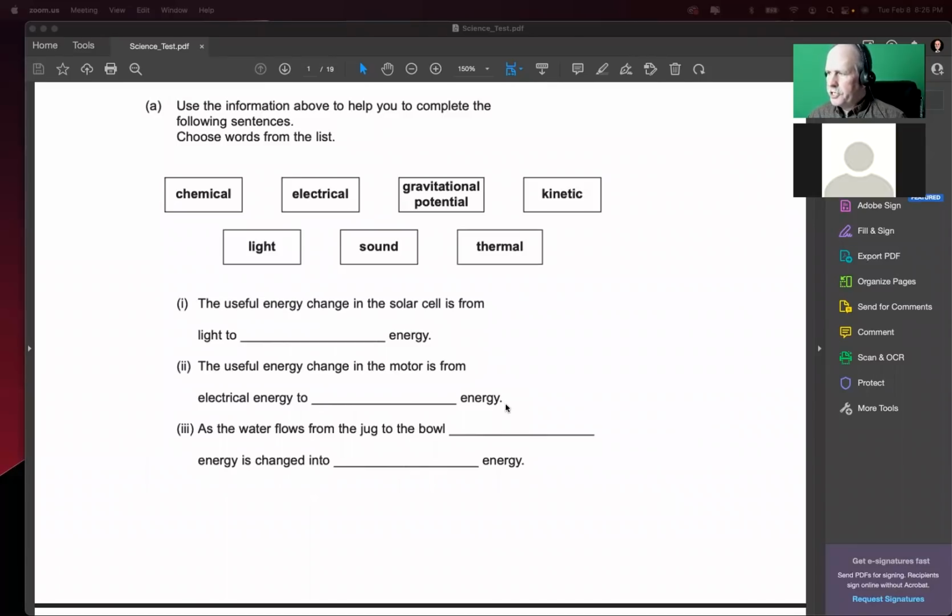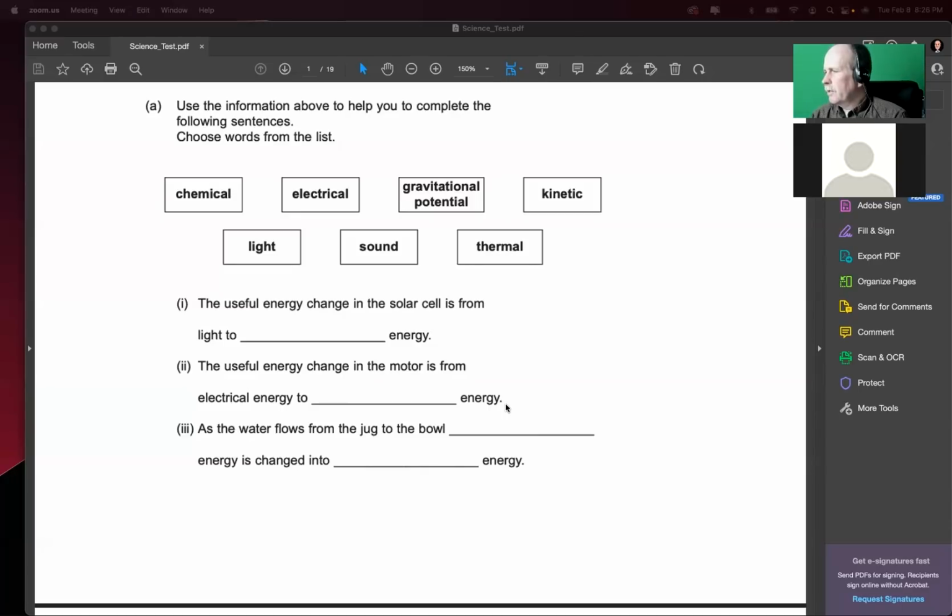The useful energy change in the solar cell is from light to what kind of energy? I guess you could say electrical, if you just want to say the solar cell itself. Yep, that's the question. Okay, the useful energy change in the motor from electrical energy is to what kind of energy? And again, you've got your choices right there. Well, you could say kinetic or gravitational potential here, right?